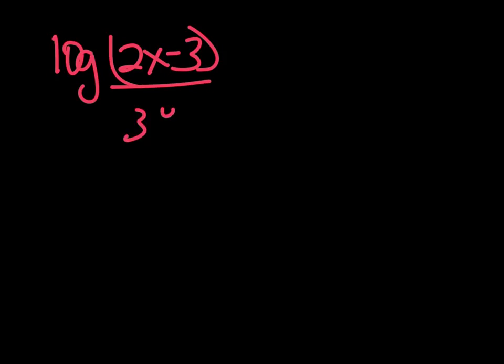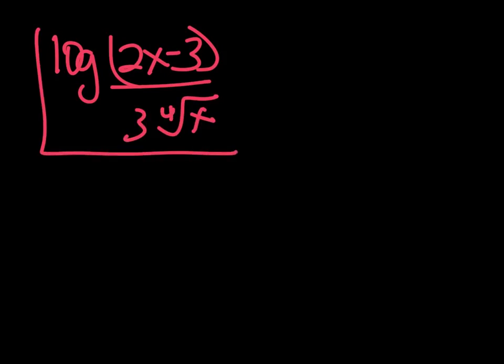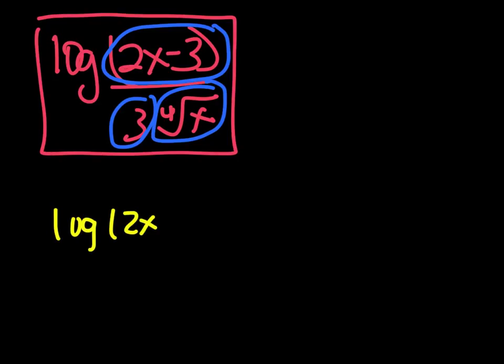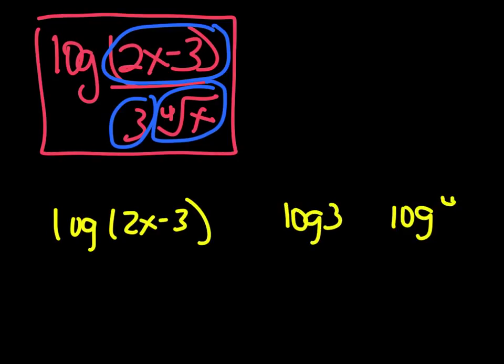Let's try another one. So I have log of 2x minus 3 over 3 times the 4th root of x. Again, I have one item here. You do not separate the 3 and the 4th root of x. So that's log of 2x minus 3, log 3, log 4th root of x. They get a minus sign because they're in the denominator.